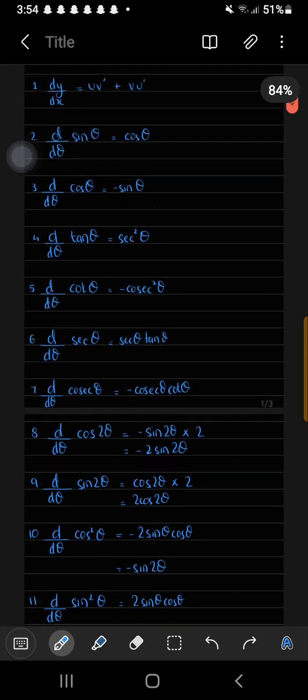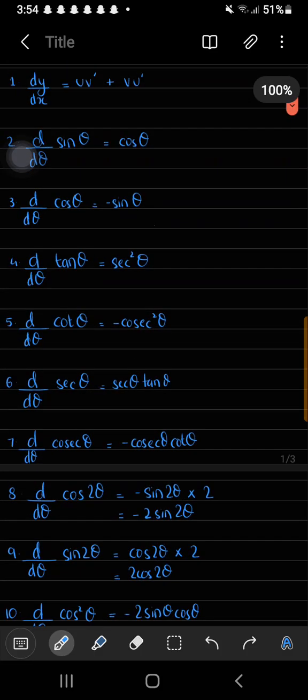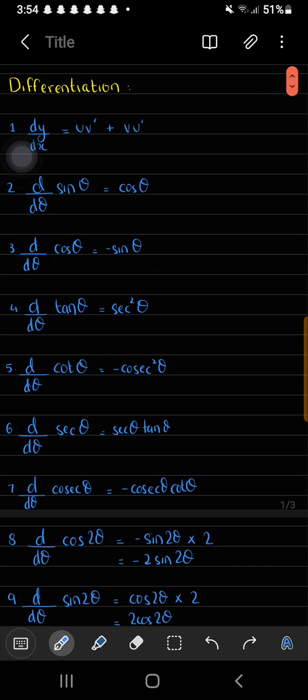So then we can do some questions of differentiation, integration, and trigonometry, and then we will be able to do the questions of polar coordinates. Okay, so thanks for watching this video.